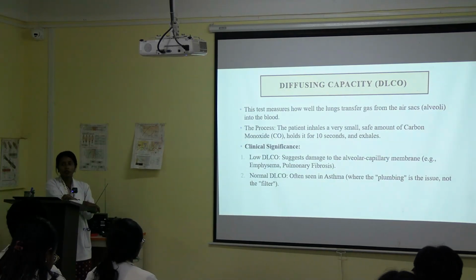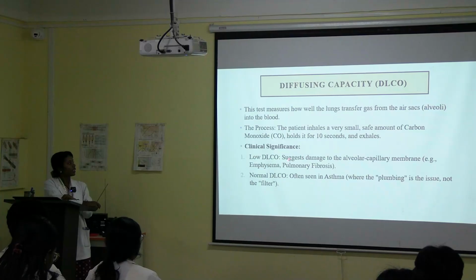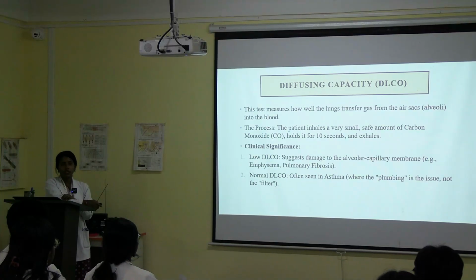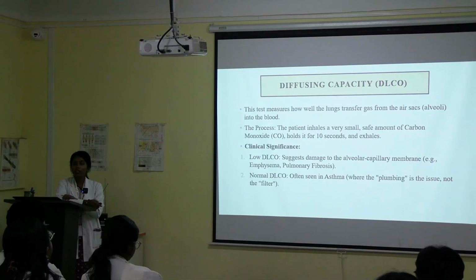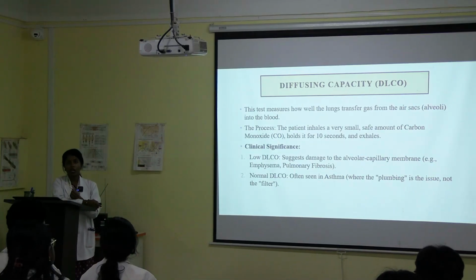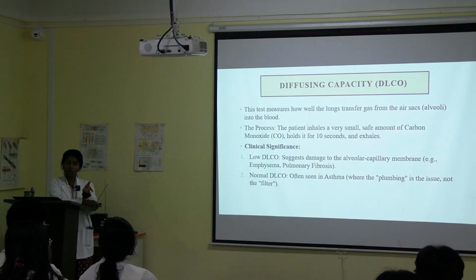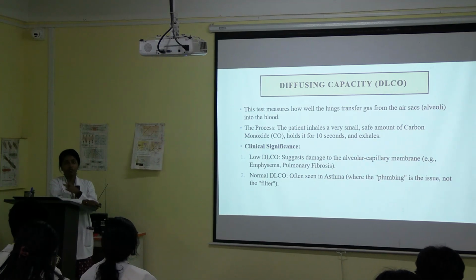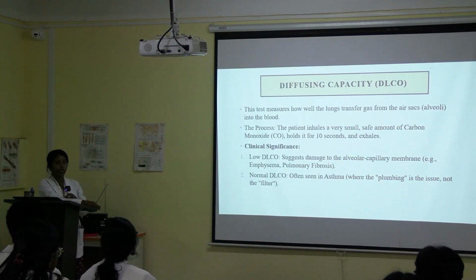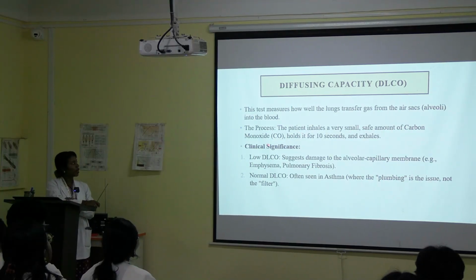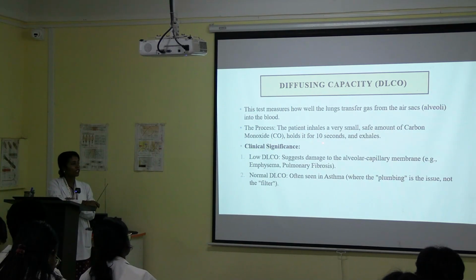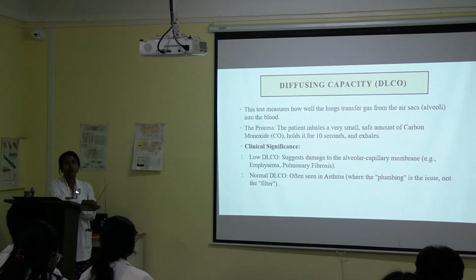Now I'll discuss the diffusing capacity. That is also another very big topic. If you are interested, you can go through it. Diffusion capacity means they are going to find out how well the oxygen and carbon dioxide are diffusing from alveoli to the blood or blood to alveoli. The patient inhales a very small, safe amount of carbon monoxide, holds it for 10 seconds, and after that exhales it.